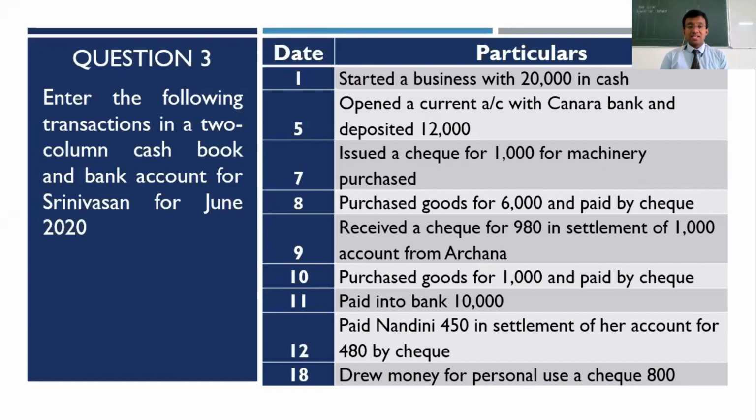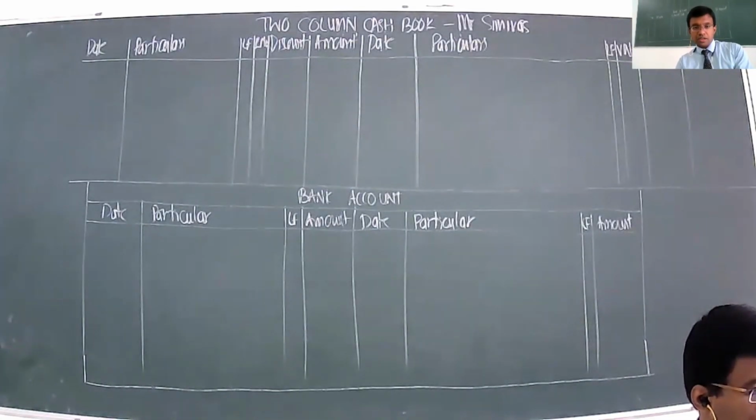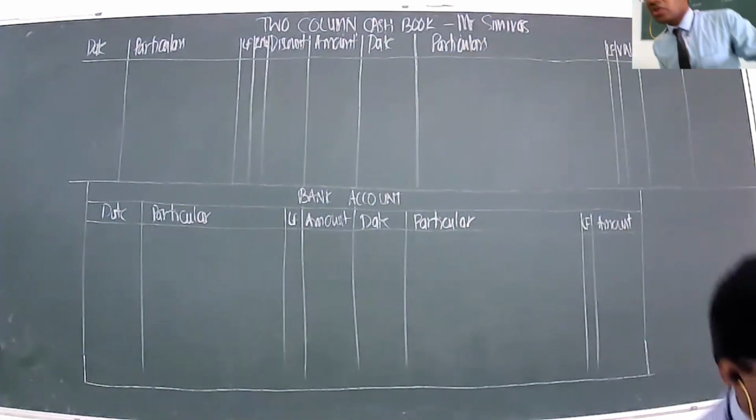Enter the following transactions in a two-column cash book and bank account for Srinivasan for June 2020. Here we will be required to prepare a two-column cash book, and to facilitate the check transactions, we will also have to prepare a separate bank ledger account. So let's prepare this particular question together. Let me change the camera view and bring up the camera for the board, and let's look at the question together.